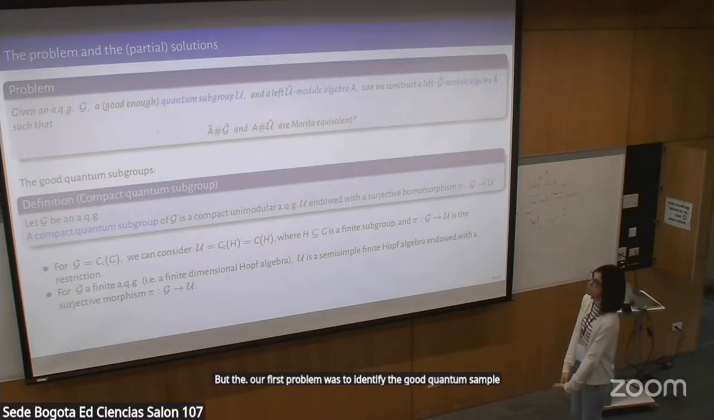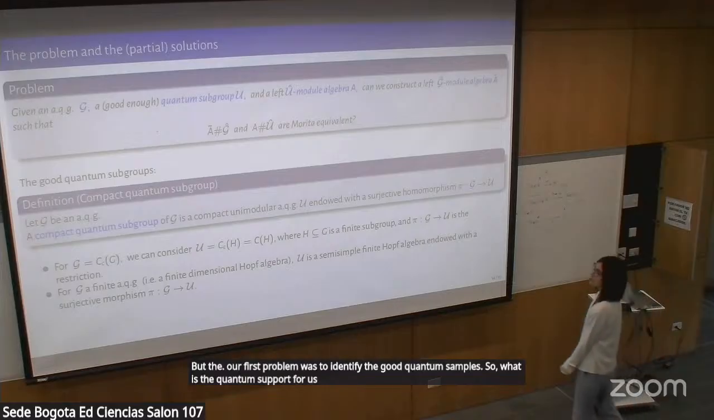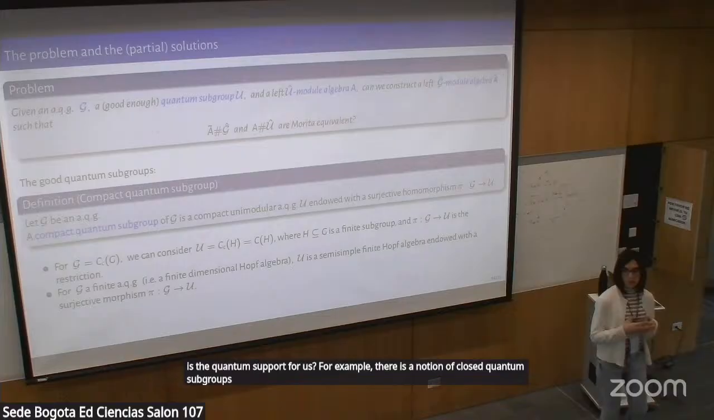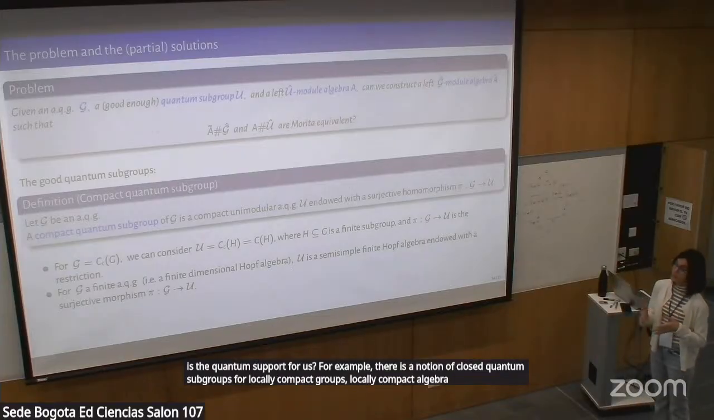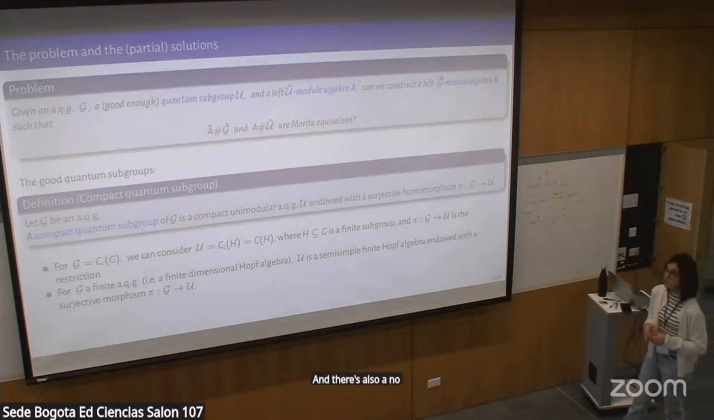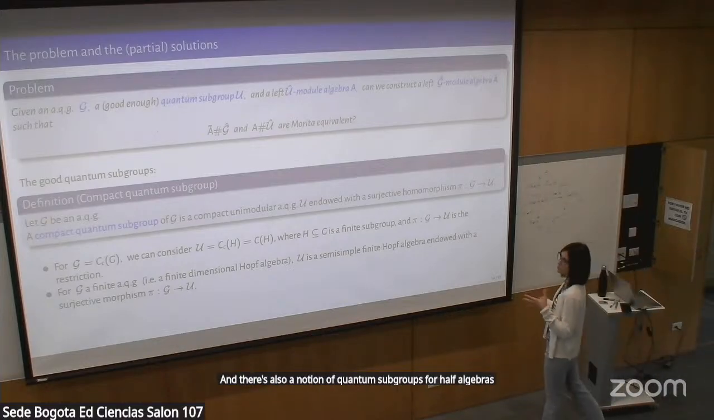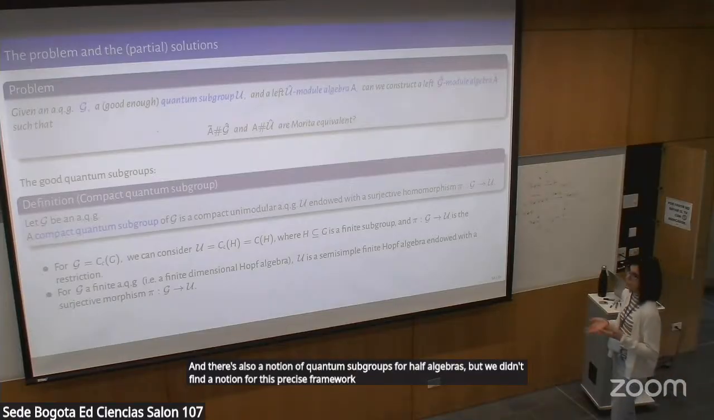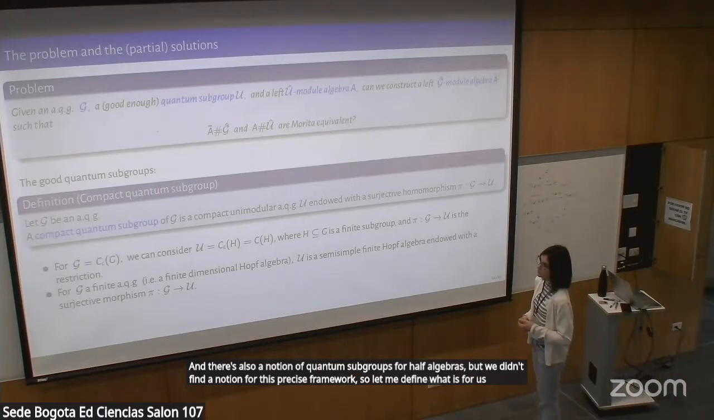So what is a quantum subgroup for us? For example, there is a notion of closed quantum subgroups for locally compact groups, locally compact algebraic, locally compact quantum groups, yes. And there is also a notion of quantum subgroups for Hopf algebras, but we didn't find the notion for this precise framework. So let me define what is for us a compact quantum subgroup.